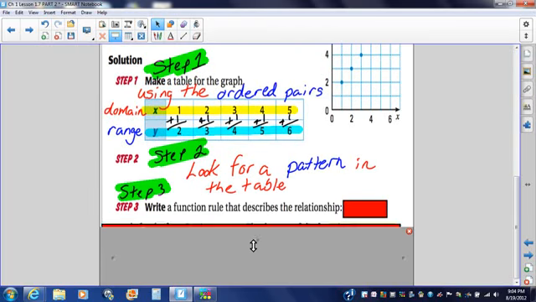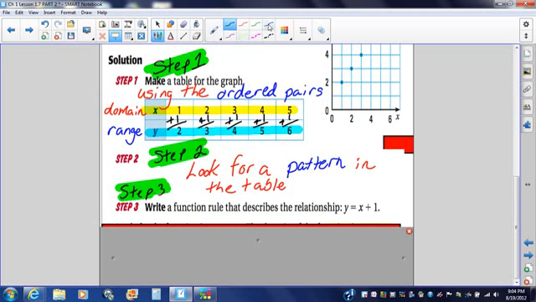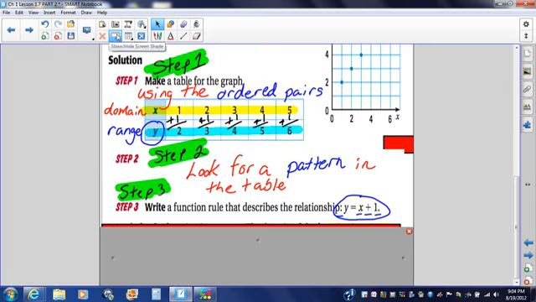All right, step 3, we're going to write a rule. So I added 1 to X. So right here, I added 1 to X. Every time I add 1 to X, I get my range, or my Y. So you should write down the function Y equals X plus 1. The last step is to write the rule.